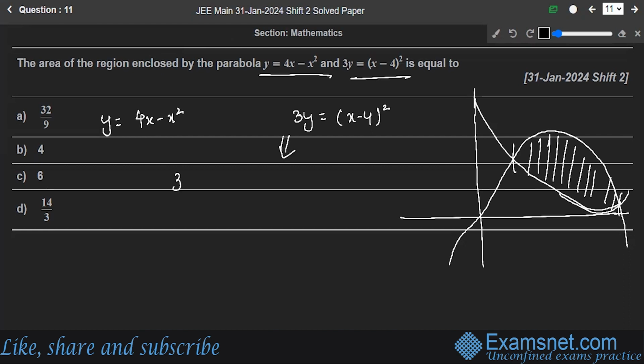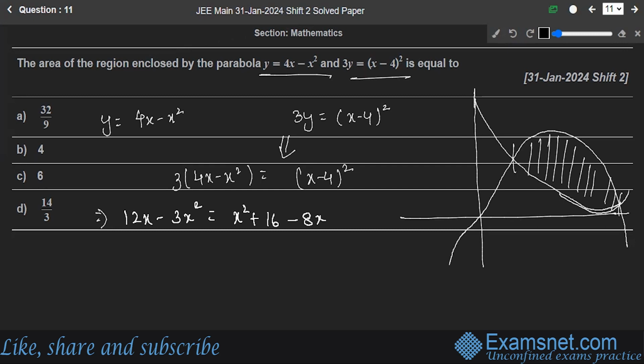You have 3 into (4x minus x square) is equal to (x minus 4) whole square. Or you have 12x minus 3x square is equal to x square minus 8x plus 16. Or you will have minus 4x square plus 20x minus 16 is equal to 0. X square minus 5x plus 4 is equal to 0.